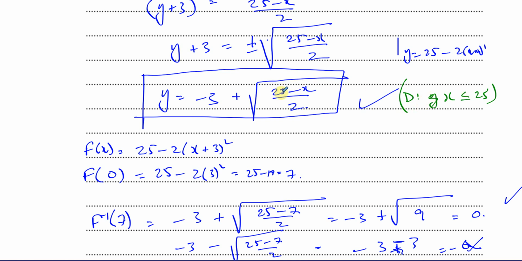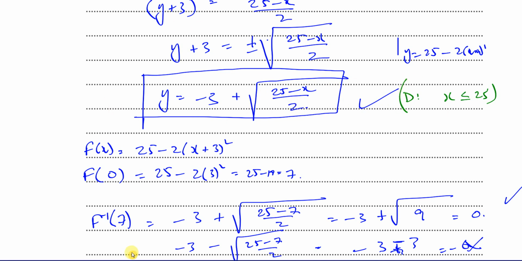Okay, and you can see that makes sense, because when x becomes more than 25, then this becomes negative. So it kind of fits in. All right, so x has to be 25 or less for this to be defined. So you can see how that works.